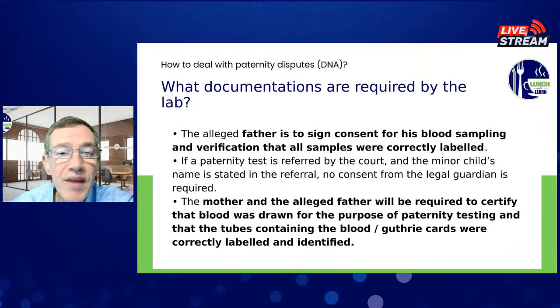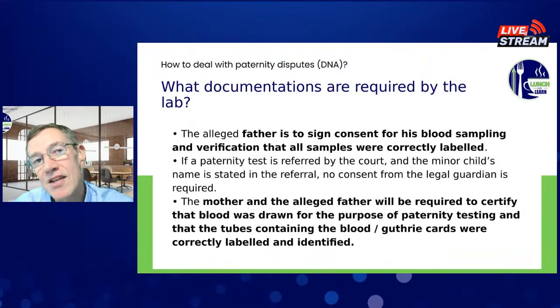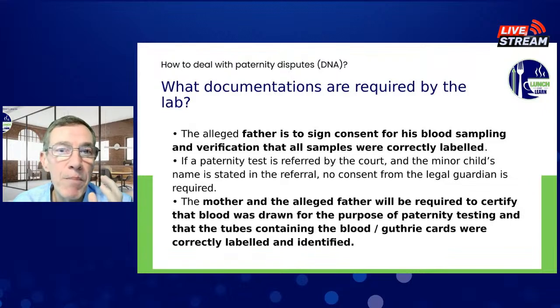The alleged father is also required to sign consent for his own blood sampling, and he also needs to verify that the labels are correct. So again, there are checks and balances. There's a control system where both parties need to check up on the other one to say, but it is the correct samples that were taken.